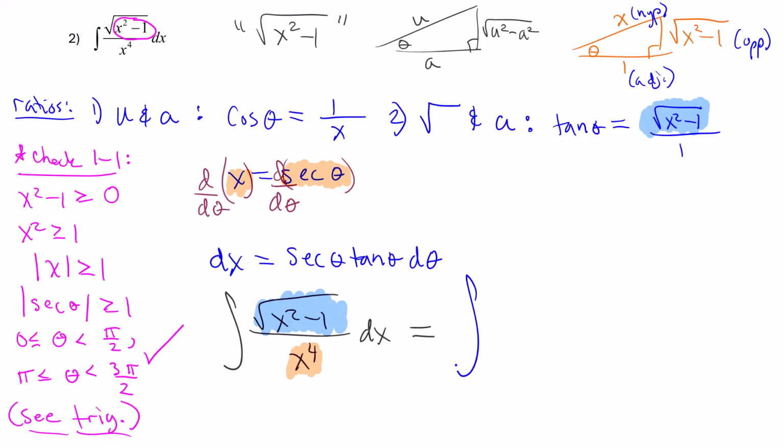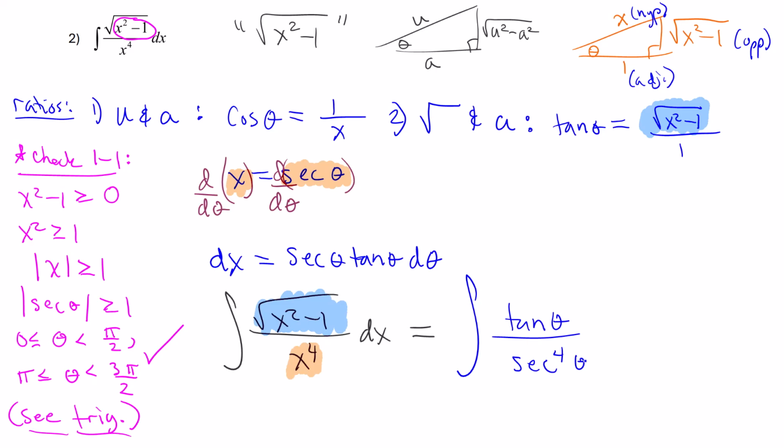So I'm going to rewrite the integral. And in the numerator, instead of that root, we're just going to write tangent theta, because after all, that's what it equals. And then in the denominator, instead of writing x to the fourth, since x is really secant theta, we're just going to call that secant to the fourth theta.